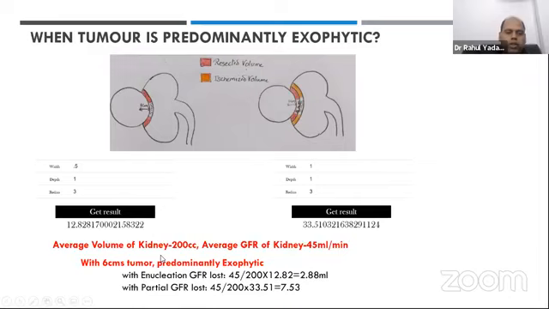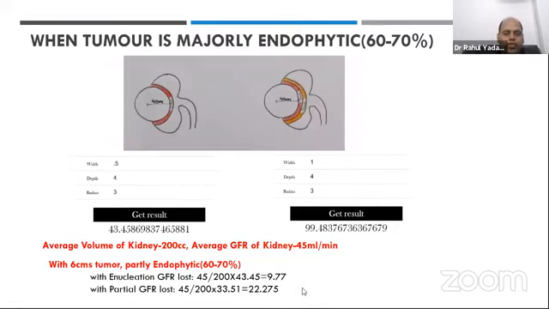If we calculate an average volume of the kidney being 200 cc and average GFR of the kidney 45 ml, then with a 6 centimeter predominantly exophytic tumor, in enucleation the GFR lost is around 2.88 ml, while in partial nephrectomy the GFR lost is 7.53. This is if we calculate preoperatively.